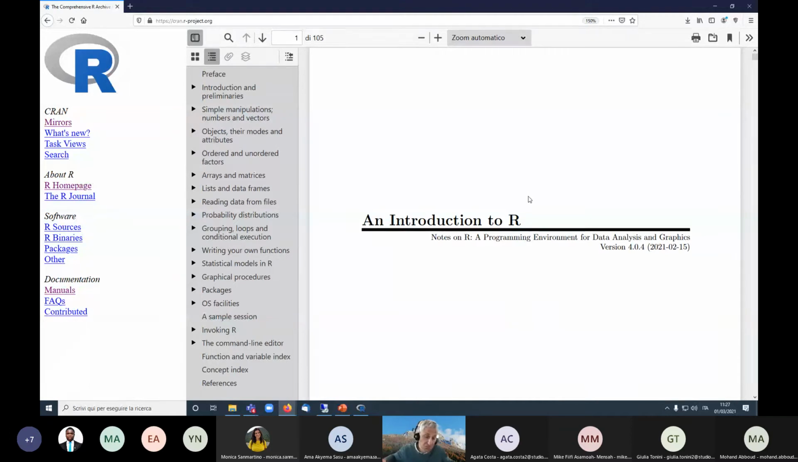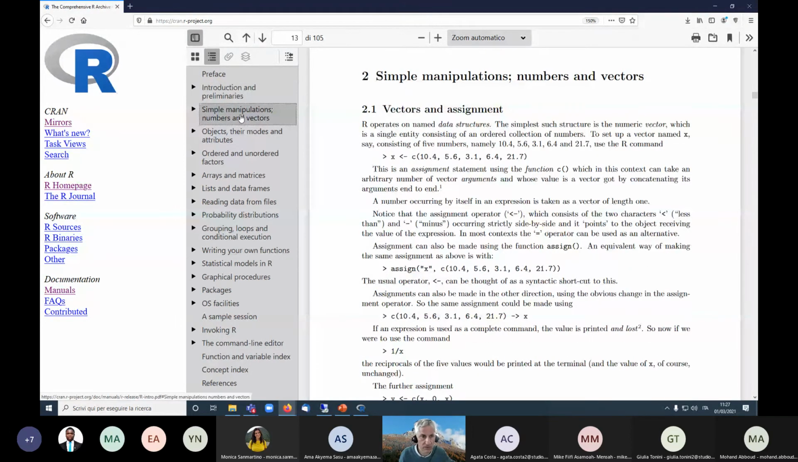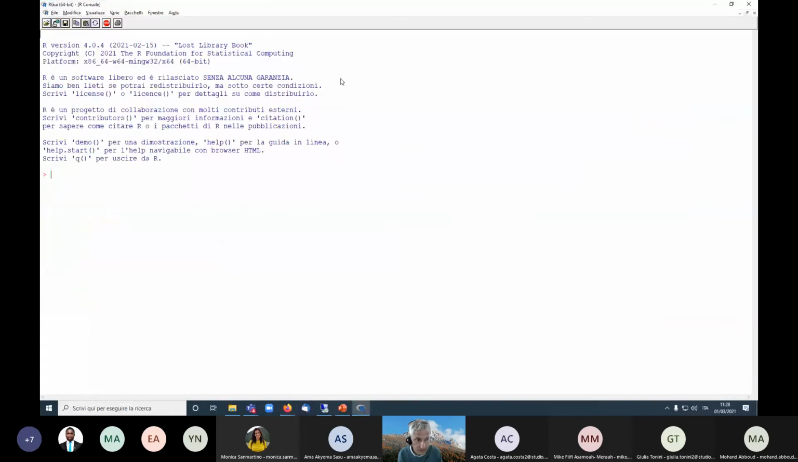It is quite a short guide. It's 100 pages, but really most of it, the interesting part is the first pages. So introduction and preliminaries, and the simple manipulation, numbers and vectors, etc. So I'm not focusing on it now. I'm starting from the very beginning. I just wanted you to know that this introduction may be a very useful way of improving your skills with R. Now let me go back to the console.